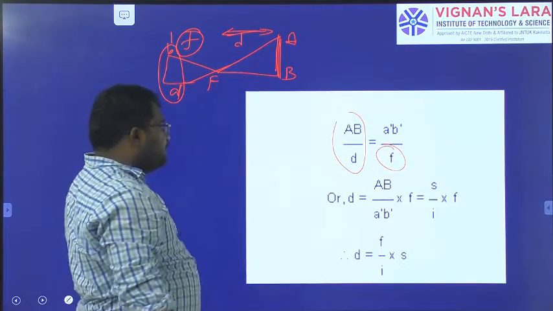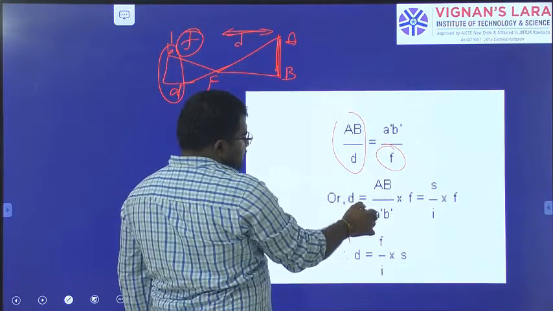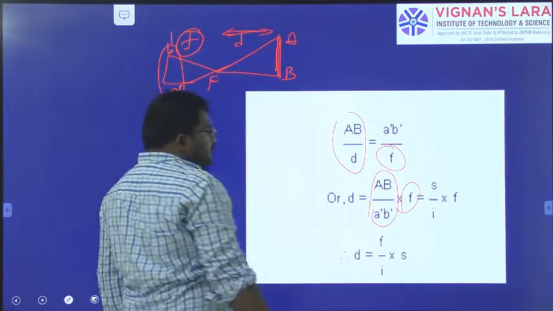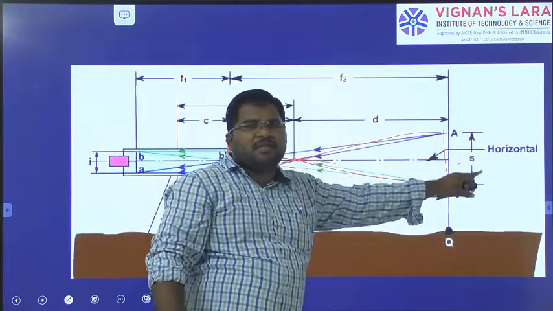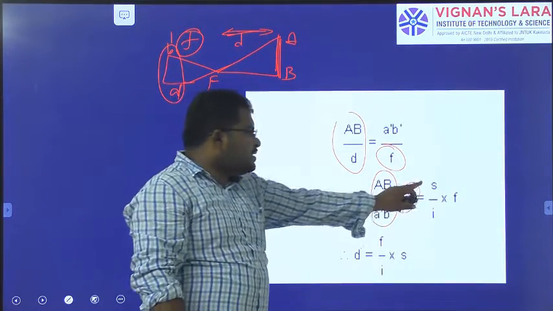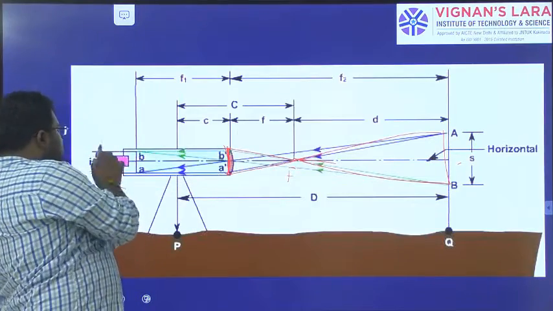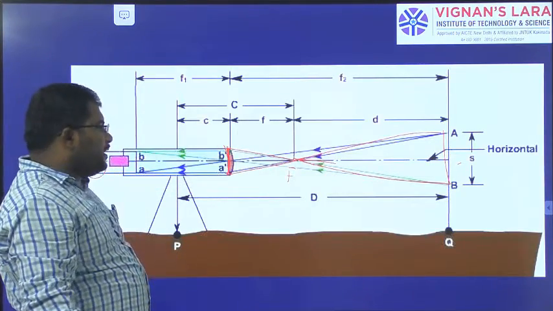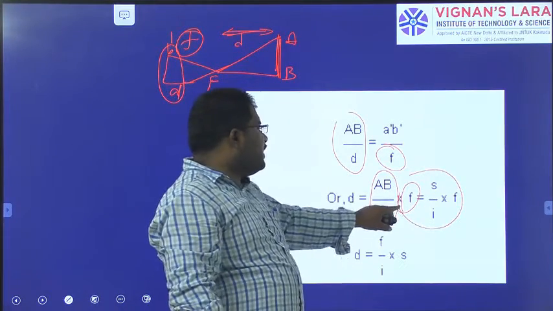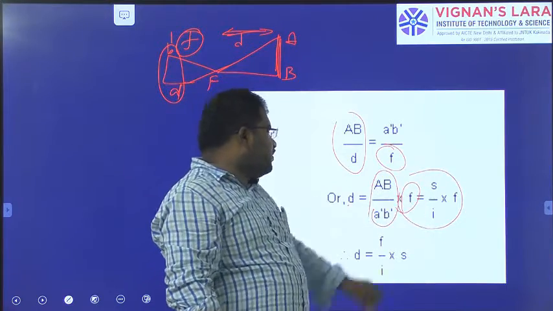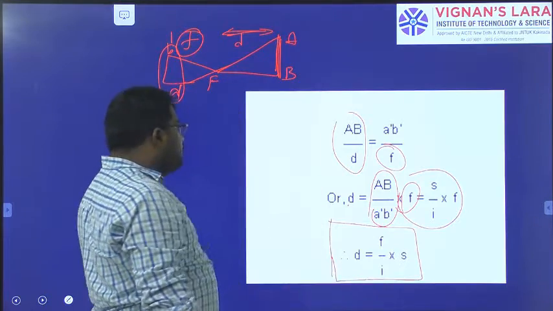Now we can rearrange this equation into D is equal to AB by A dash B dash into f. Now we know AB from the picture: AB is equal to the staff intercept, small s. And A dash B dash, as we already said from this picture, equals the image intercept, I. So if we substitute in this equation, we get D is equal to S by I into F. So finally, distance D is equal to F by I into S.